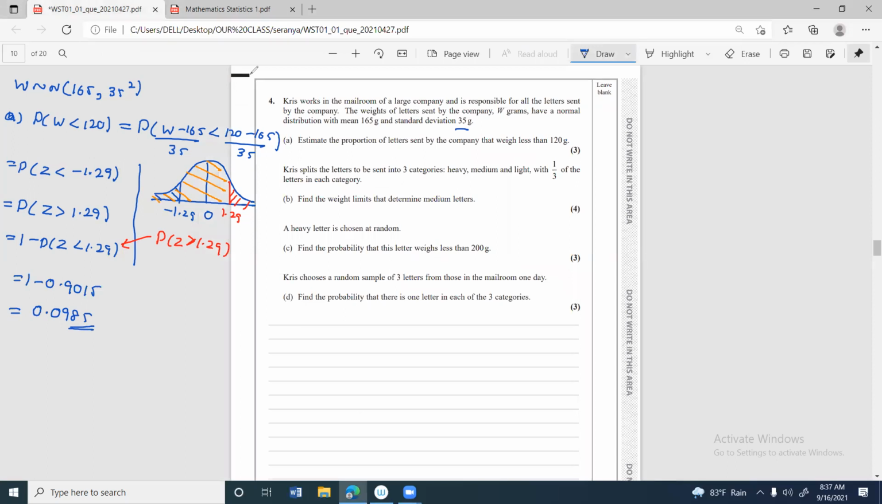Chris splits the letters to be sent into 3 categories: heavy, medium, and light, with 1/3 of the letters in each category. Find the weight limits that determine the medium letters. The lightest one-third is the light letters, the next one-third is the medium letters, and the heaviest ones are the largest one-third, right?